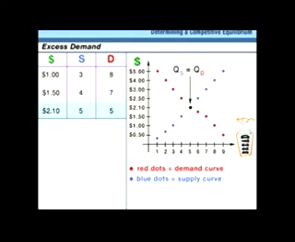Now, you can see the same analysis working from the other direction. Suppose we start with a high price for bread. Suppose $4 a loaf. What would happen in that case? At a price of $4 per loaf, the quantity demanded is going to be smaller, that is 2 loaves of bread per week. Because the price of bread is high, the quantity demanded will be much smaller.